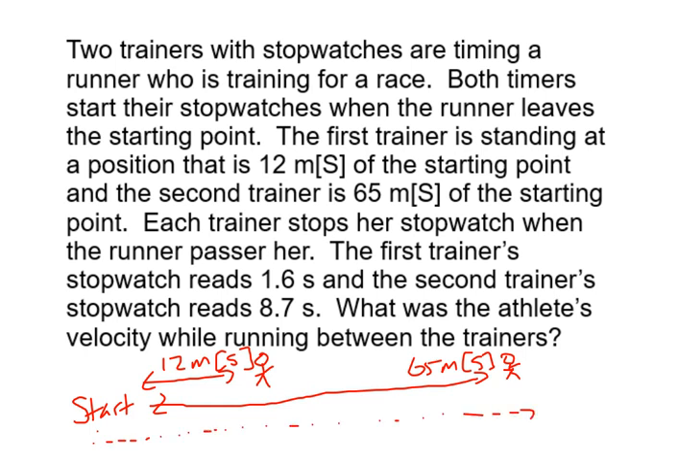Basically the way this works is as soon as this person right here sees them run past them, they hit their stopwatch. And as soon as they ran past this person, they hit their stopwatch as well. And so we know how long it took. It took 1.6 seconds to run this distance. And then to get to this person right here, it took 8.7 seconds. The question I've got then is, what's the velocity?